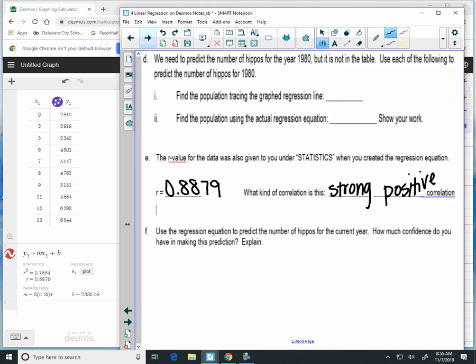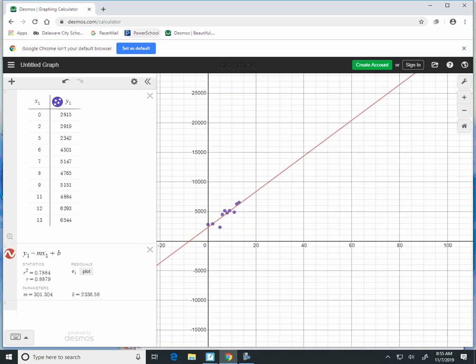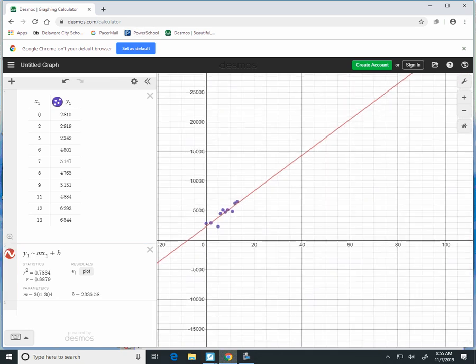Awesome. So let's just look at this for a second. We started in 1970. That was a lot of years ago. Do you think the hippo population is actually going to grow like that in this part?